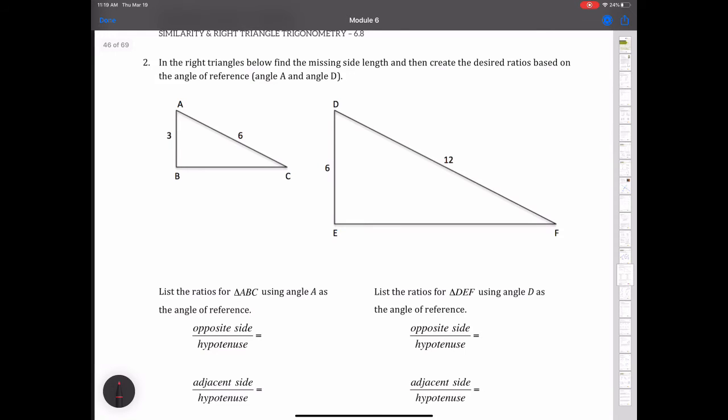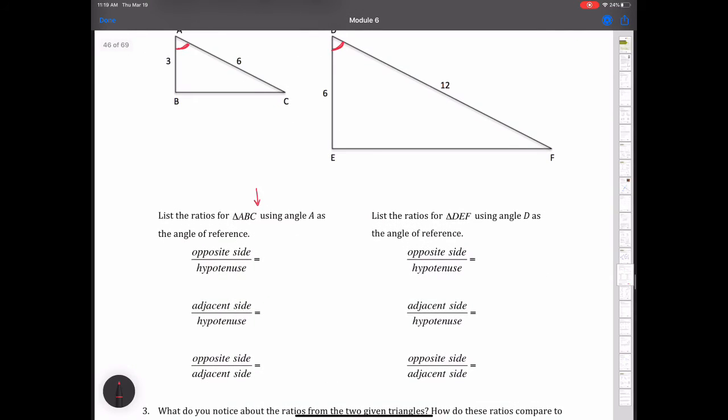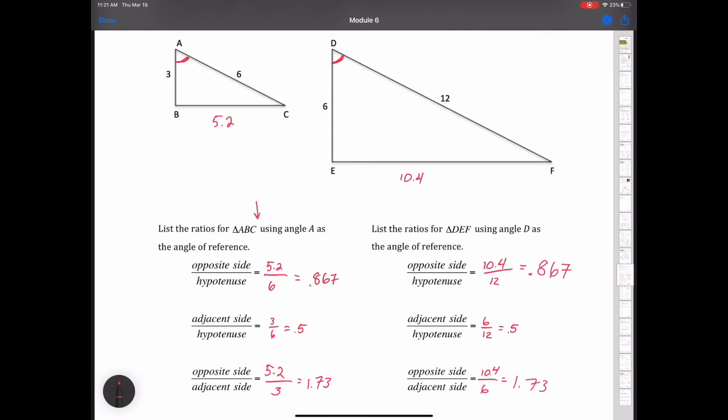Now, number 2: in the right triangles below, find the missing side length and then create the desired ratios based on the angles of reference. Here we've got these angles of reference, A and D. For angle of reference A, you're going to be creating the opposite over the hypotenuse. Remember, opposite is the side that does not touch the angle, while adjacent is one of the sides of our angle. Fill out all of these ratios as well, and then you can come back in a moment and check to see how you did.